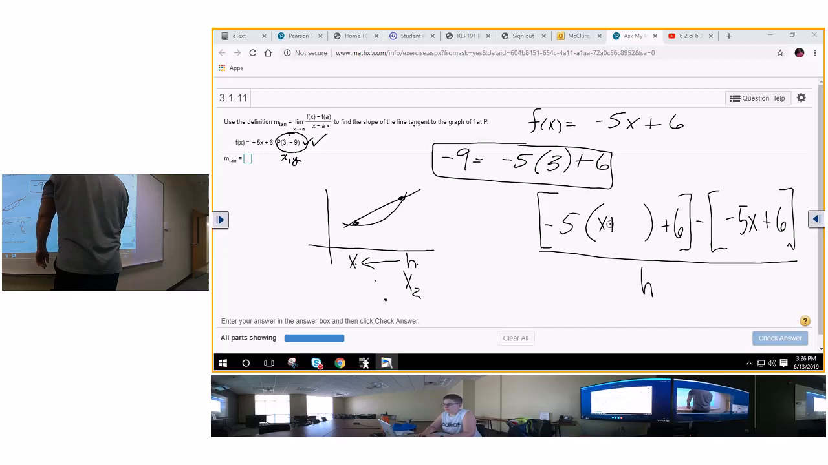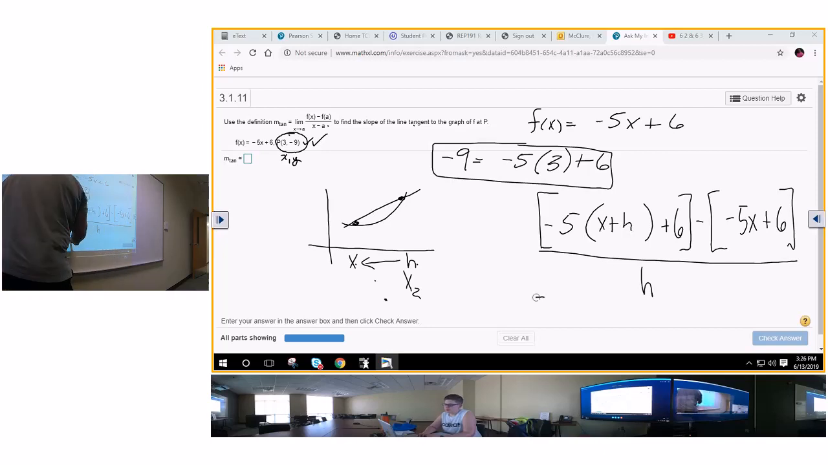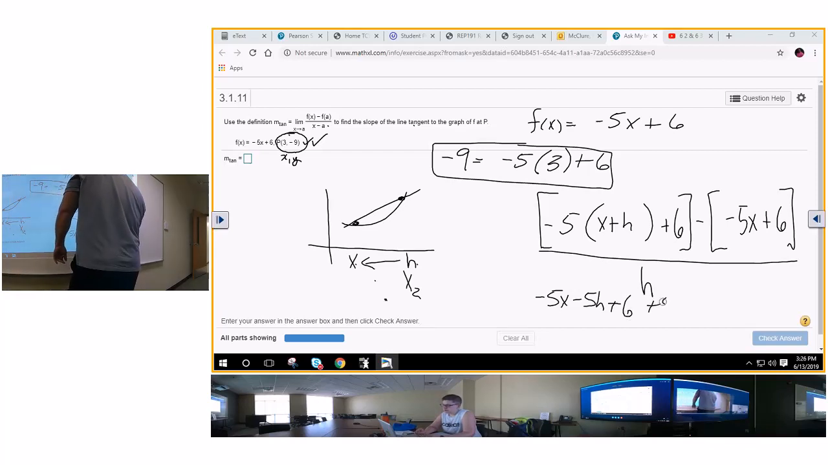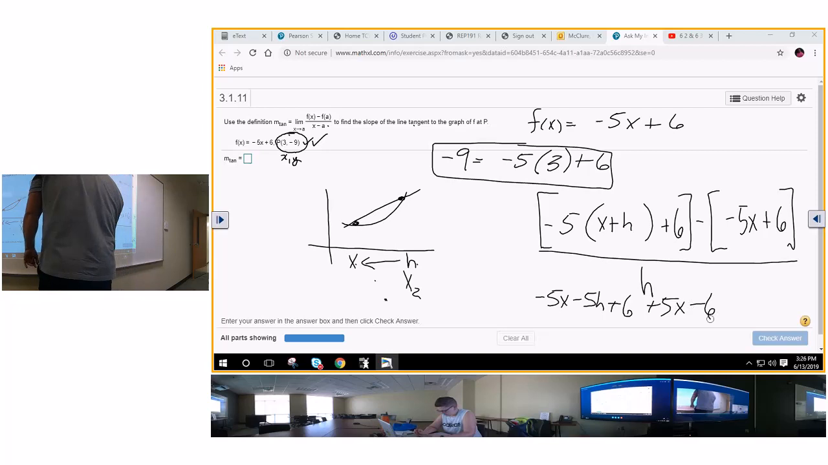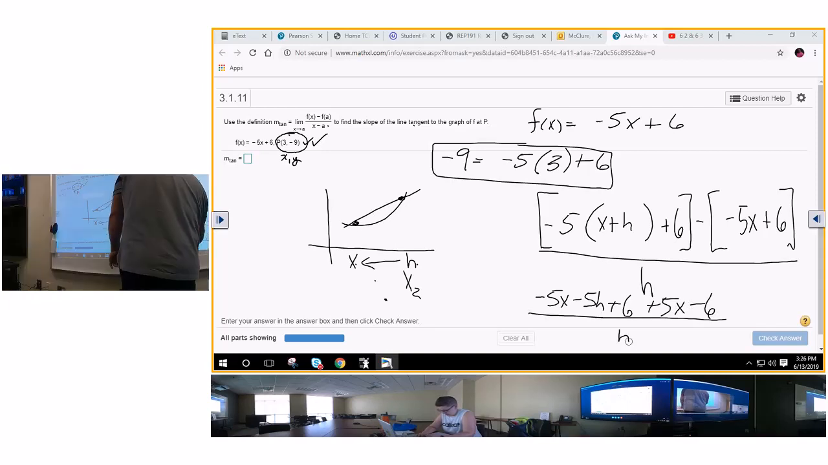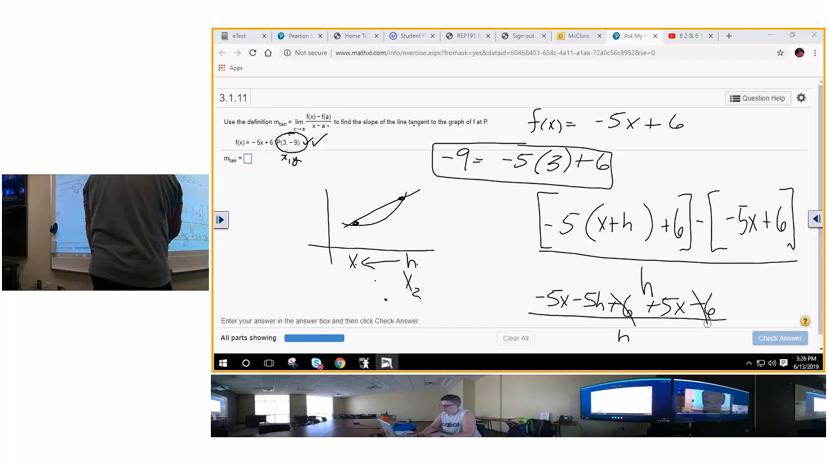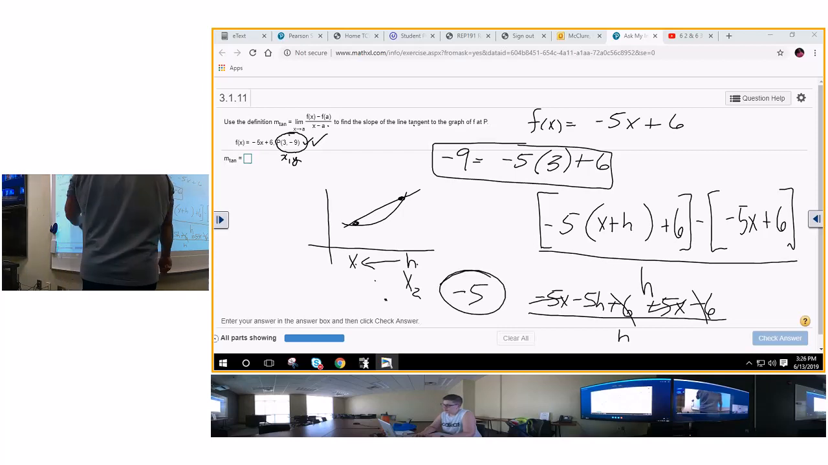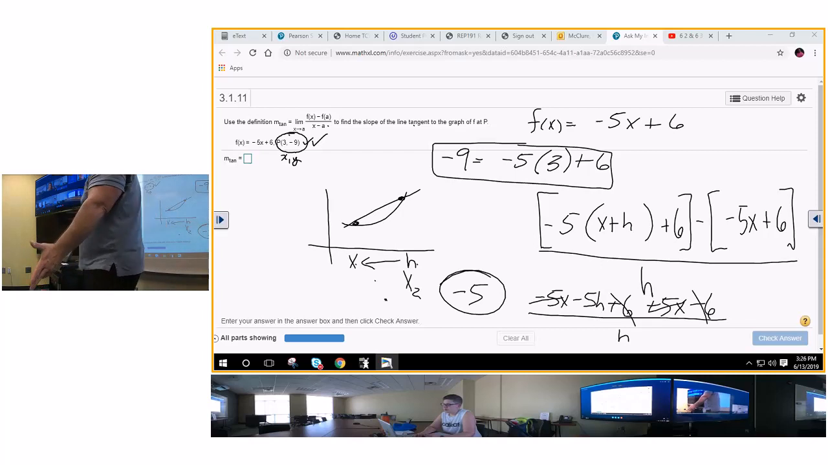x plus h. So that's going to give you negative 5x minus 5h plus 6 plus 5x minus 6 over h. And that's going to be a 6 and a 6. And the 5x's cancel. And that's going to leave you with negative 5h over h. So negative 5 is going to be your slope at that point. Now, I think that's what they're asking.